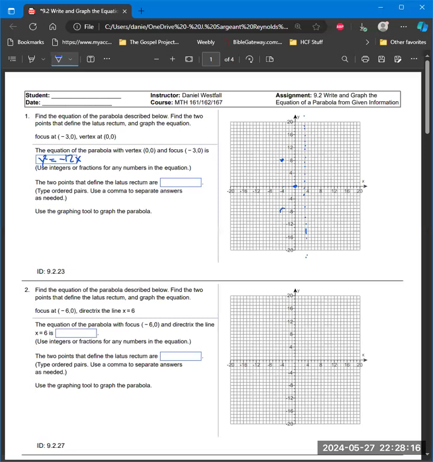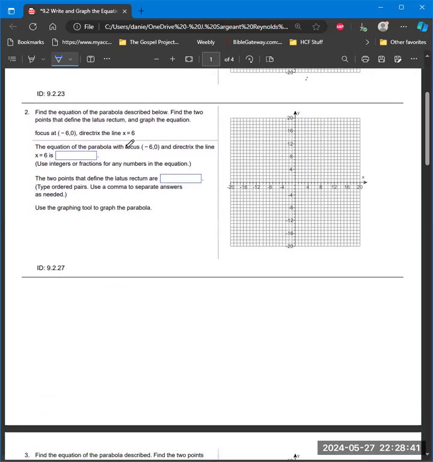Those are my points on the latus rectum, and they're going to help me to be able to draw my parabola there. And the tool here will be able to help you, but those are (-3, 6), like we said, and (-3, -6) as well, the 2 points that are on the latus rectum.